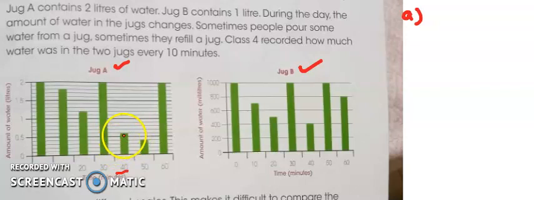In the jug A, if we check from here, this is the bar chart, the bar for the jug A at 40 minutes. If I move from here, it is going to be 0.6, because this has been given in liters. So I can say this is 0.6 liter. The second question is asking how much water was in jug B at 40 minutes. So if we look at jug B, 40 minutes, the jug B is showing in milliliters. So it is showing 400 milliliters.